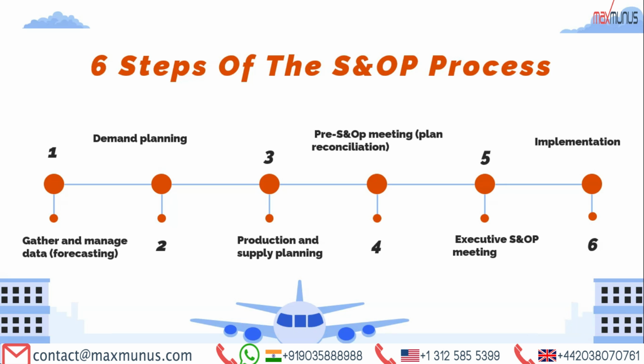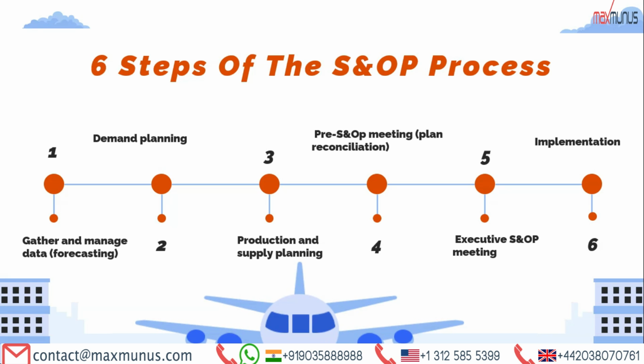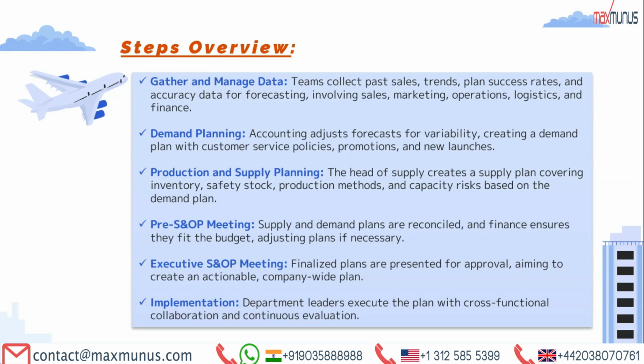Here we have the 6 steps of the Sales and Operations Planning process. First one, gather and manage data, that is forecasting. Demand planning, production and supply planning, pre-sales and operation planning meeting, that is planned reconciliation, executive sales and operations planning meeting, and final one, implementation. And also we have steps overview.